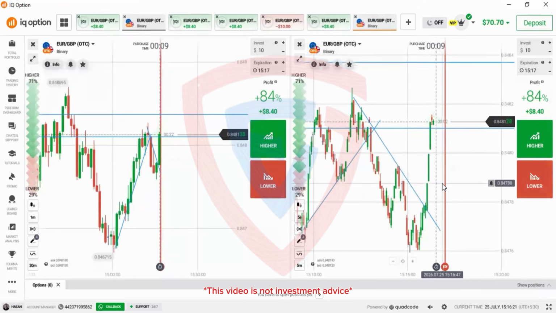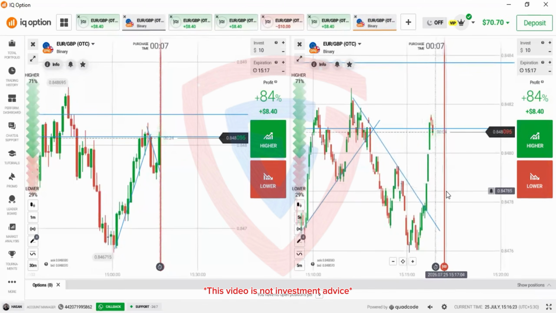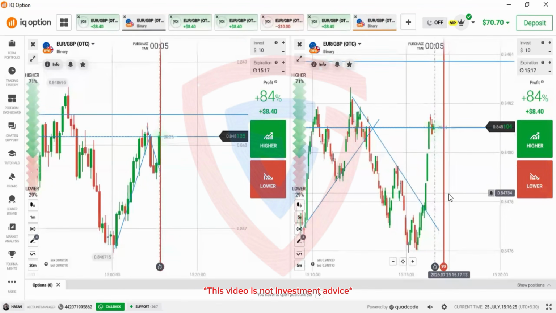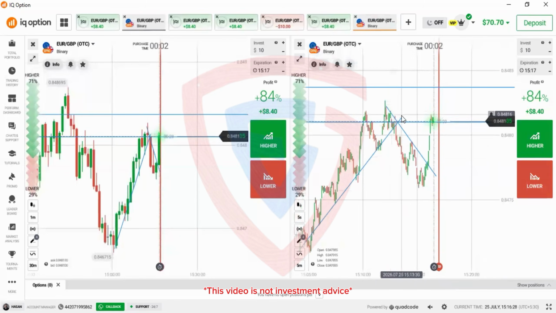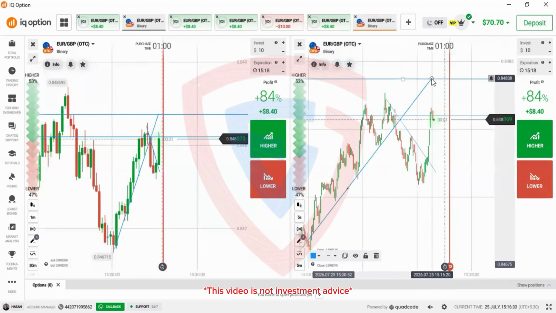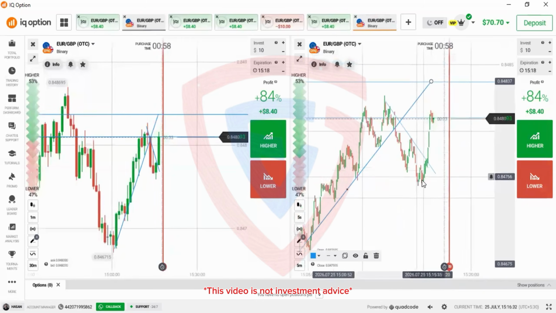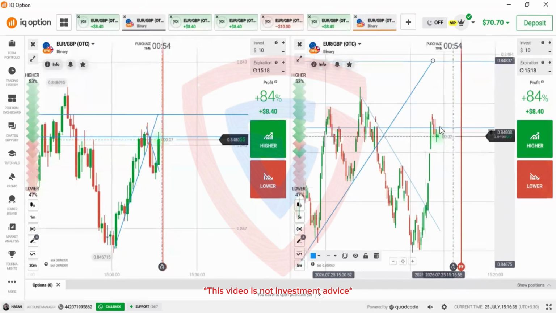A strong buyer's entry. I will try to avoid it because we are seeing a breakout. A breakout of this level means we'll try to avoid it here.